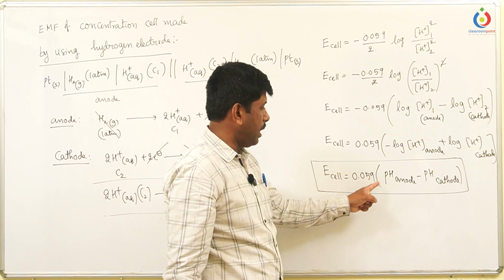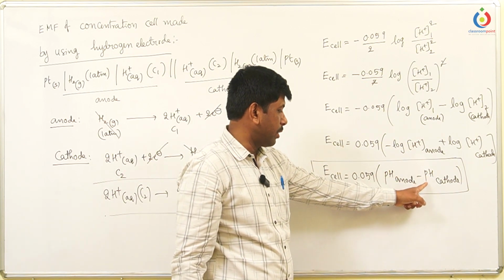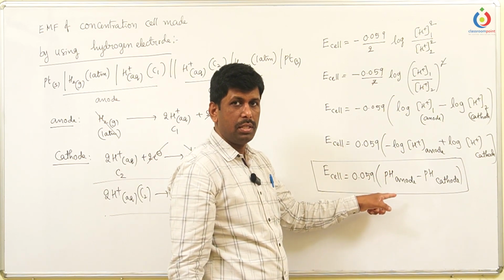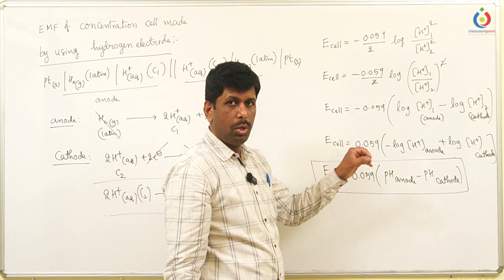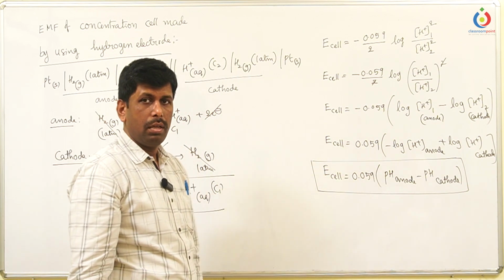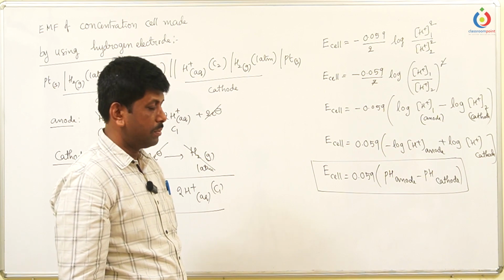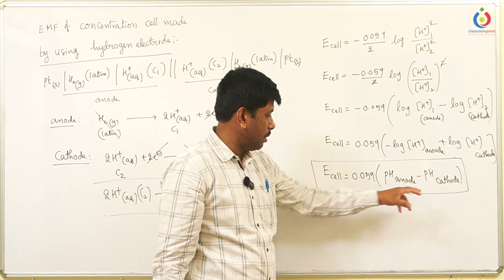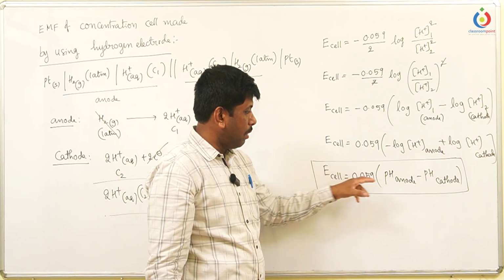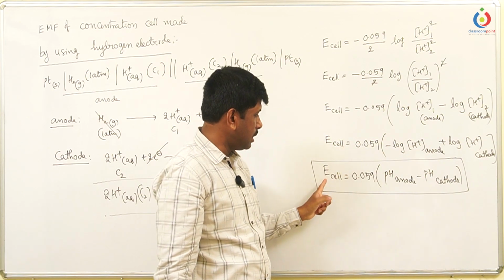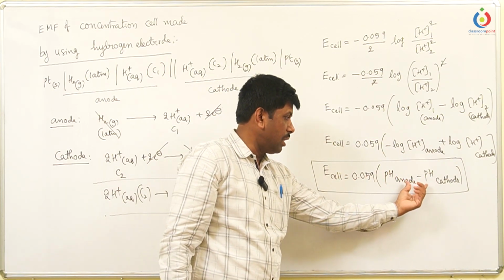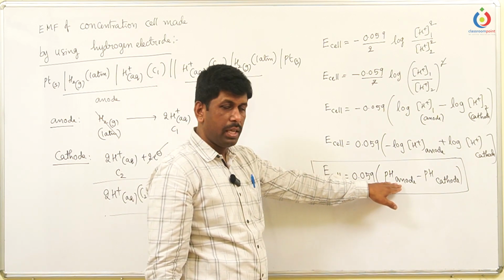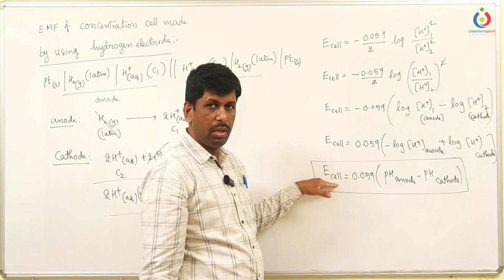When the pH of the anode is greater than that of the cathode, the E cell value will be higher. pH of the anode being more means the concentration of H plus ion is less. Lower the H plus ion concentration, higher the pH value. So when the pH of the anode is more than the pH of the cathode, the E cell value is higher. When this difference increases, the E cell value also increases. When the difference decreases, the E cell value gradually decreases.